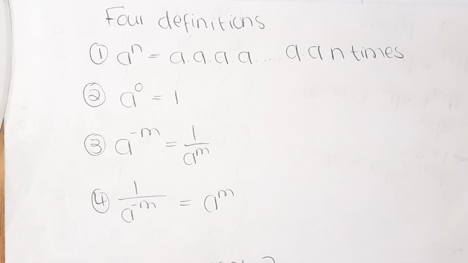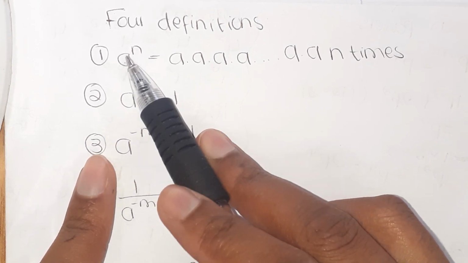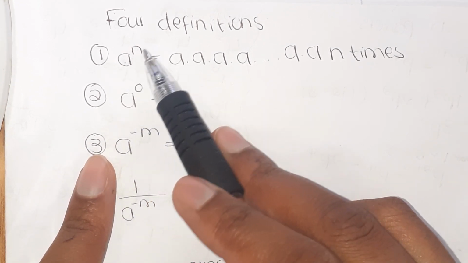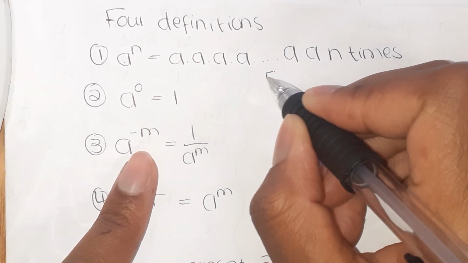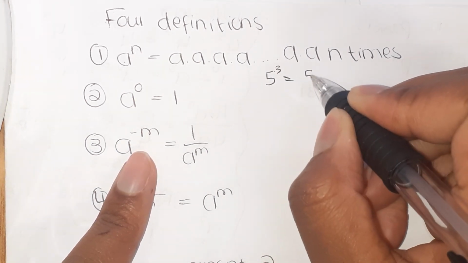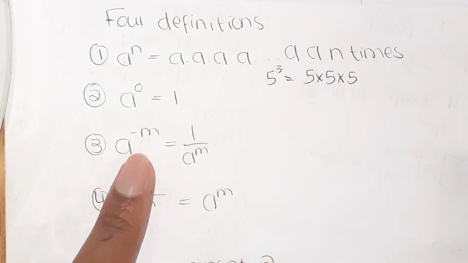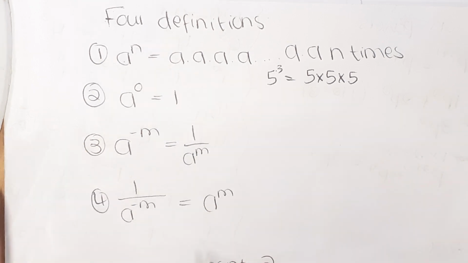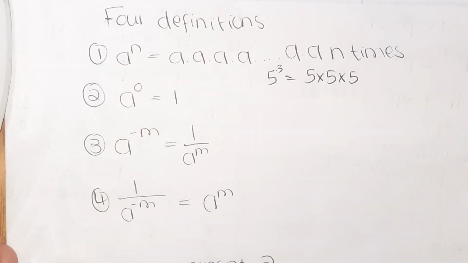All right, in exponents, we also have definitions, guys. So if it's a to the power of n, it means you're going to multiply this a by itself n times. This n can be 5, as I have shown you in the beginning of this video. I have shown you 5 to the power of 3, which means you're going to say 5 times 5 times 5, right? So this n will determine how many times you're going to multiply this base by itself, right?